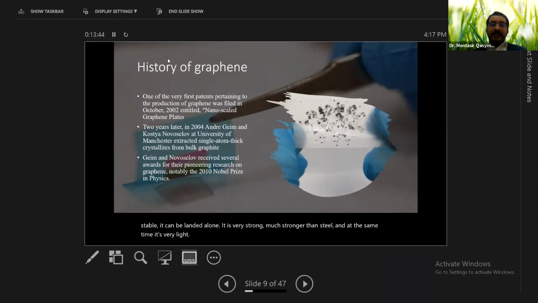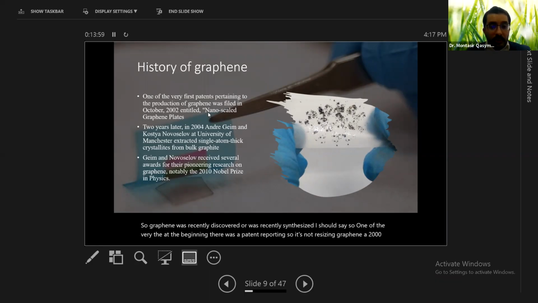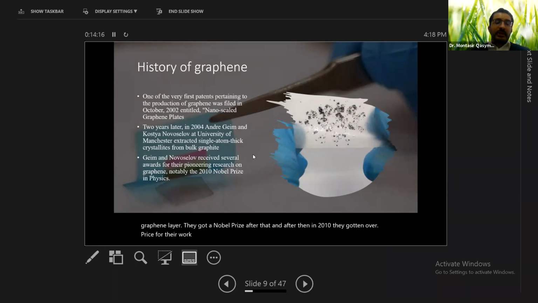Graphene was recently discovered, or was recently synthesized, I should say. At the beginning, there was a patent reporting synthesizing graphene in 2002. Then in 2004, two scientists from the University of Manchester were able to isolate a single graphene layer. In 2010, they got a Nobel Prize for their work. And since 2010 till the current time, which is a relatively very short time, only 11 years, graphene has entered plenty of applications in different disciplines.